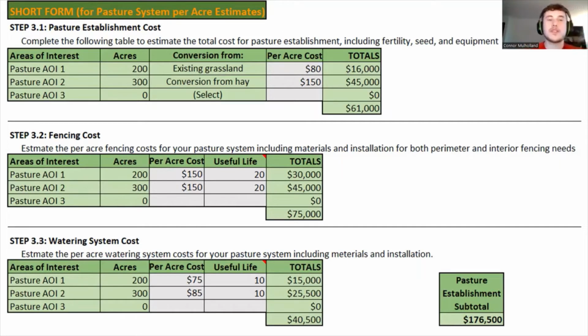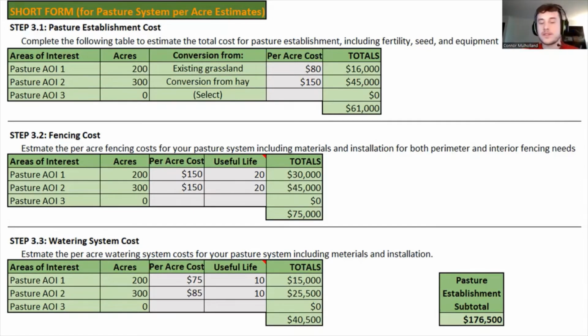We go through each area of interest, step 1, 2, and 3 for the pasture establishment costs, which is like your ecological, your fertility, your conversion really of the land. And as you can see, the existing grassland had less of a conversion cost than conversion from hay or row crop. And then we go through the fencing. Fencing is pretty similar for both areas of interest, and same with the watering system.